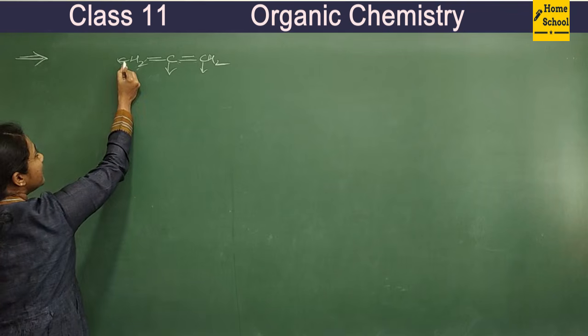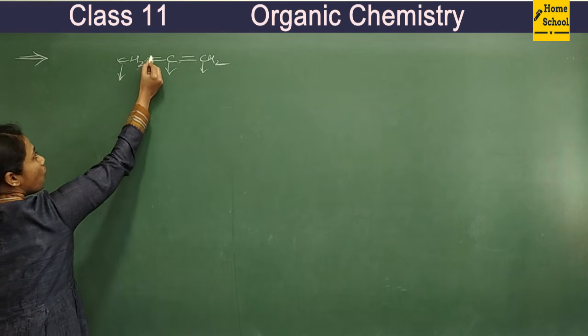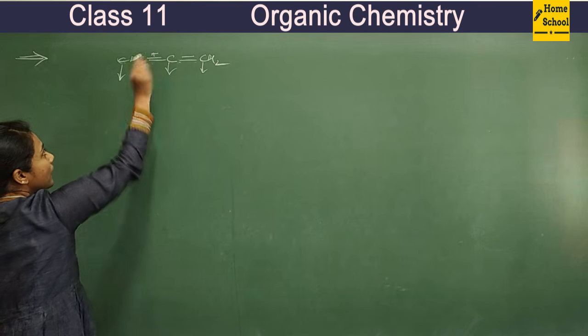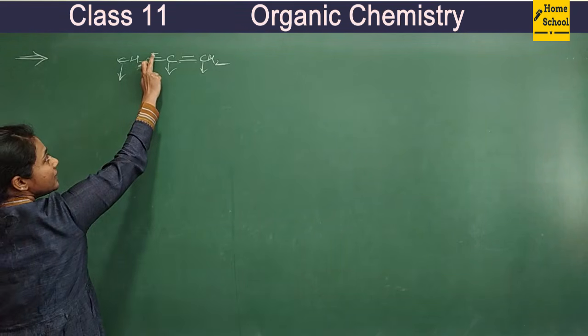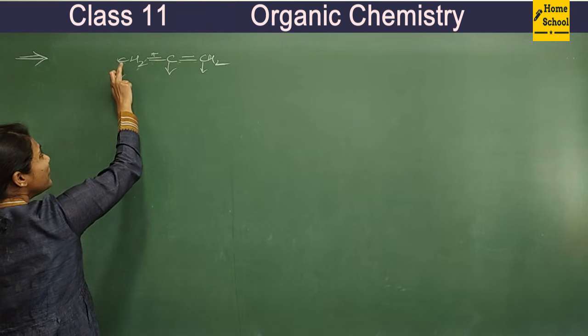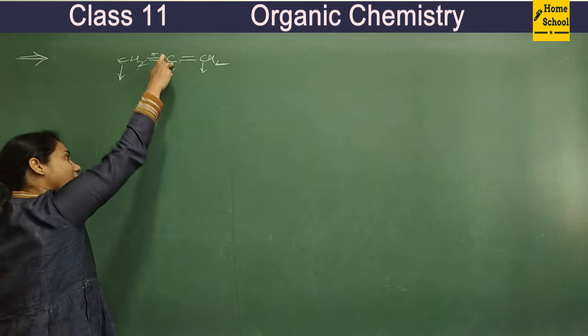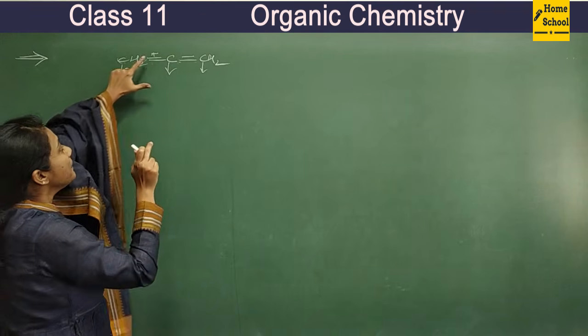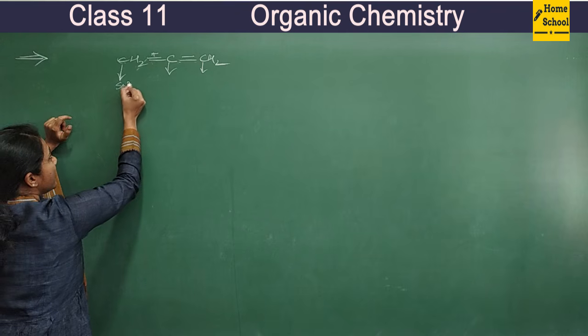So here this carbon has 2 single bonds and 1 double bond. Say this carbon has 1 pi bond. In a double bond, 1 is pi, 1 is sigma. So the pi bond is associated with this carbon, and it is also connected with this carbon. Since this carbon has 1 pi bond, its hybridization is sp2.